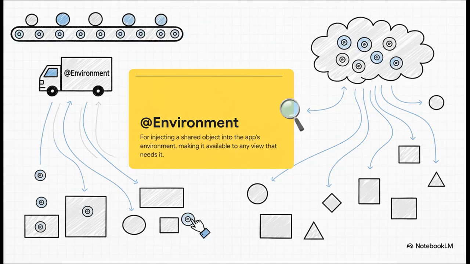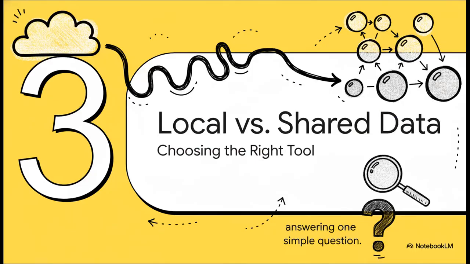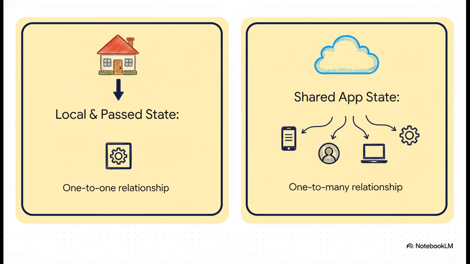It's a game changer. And all this brings us to the most important mental model you need, Section 3, local versus shared data. Honestly, once you nail this concept, about 90% of your state management decisions are going to make themselves. It all comes down to asking one simple question. And this slide is the cheat sheet. For any piece of data in your app, just ask yourself, how many views need this?